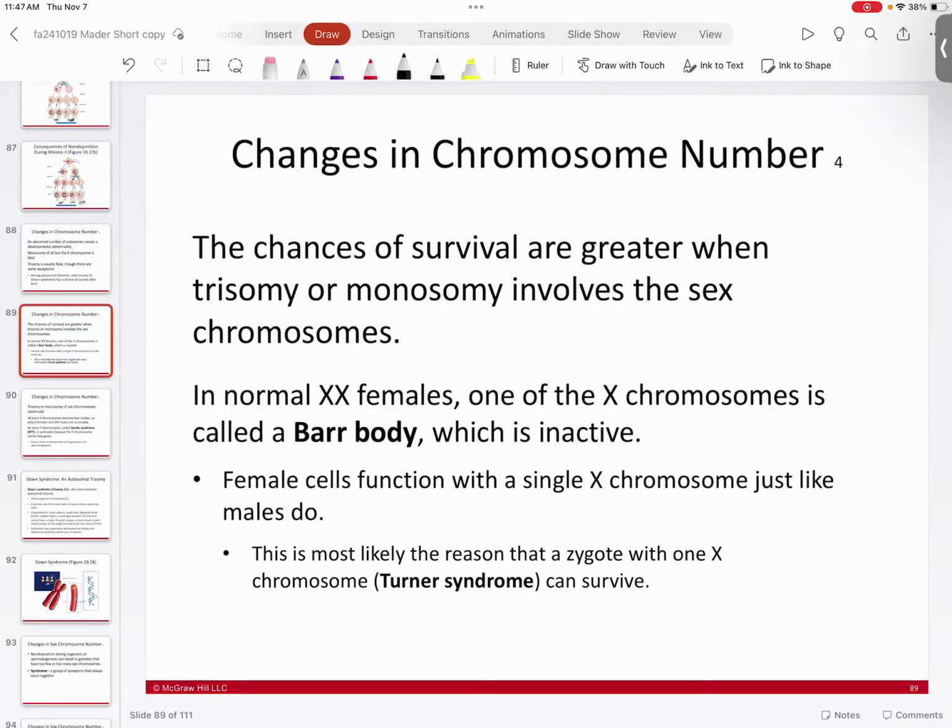So taking a look at further changes in chromosome number, one of the things we notice is if you happen to have a trisomy or monosomy in the sex chromosomes, it's much more tolerated.